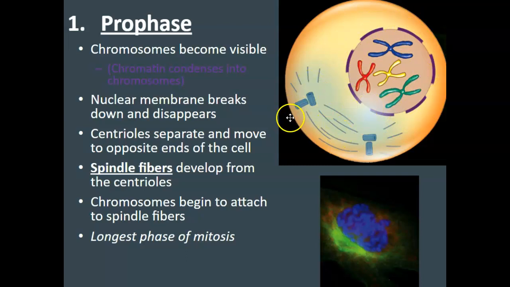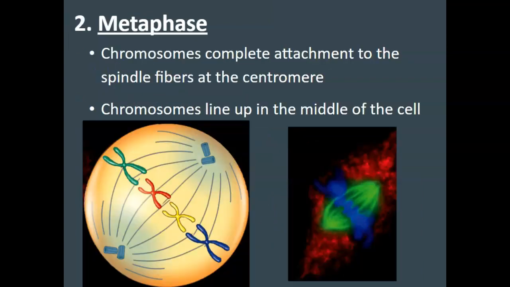There are also these things called centrioles, and they're going to start moving to two opposite ends of the cell. These centrioles have these little fibers, almost like spider webby things or strings, called spindle fibers that are going to attach to them. And this takes the cell quite a while to do. It's the longest phase of mitosis.